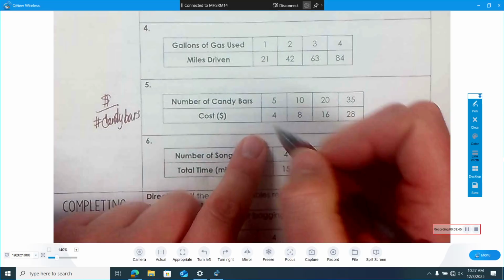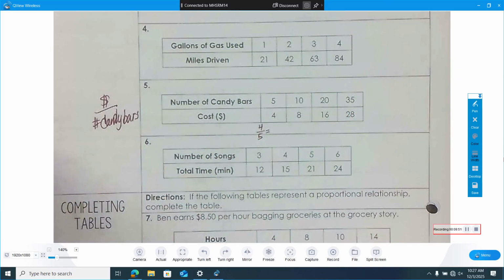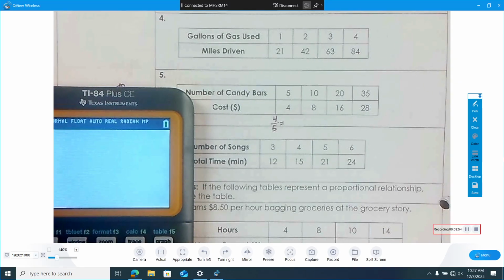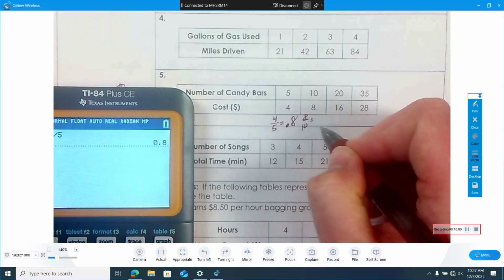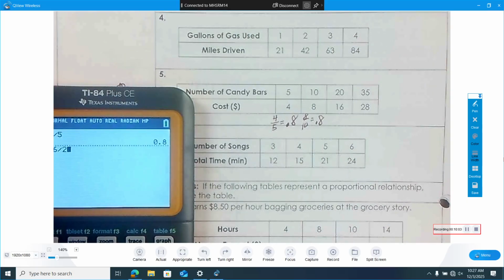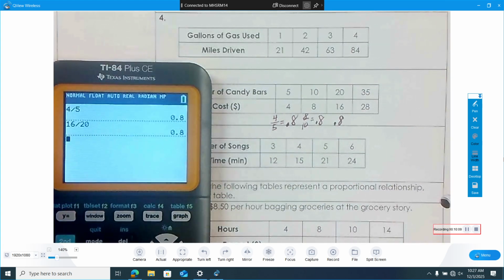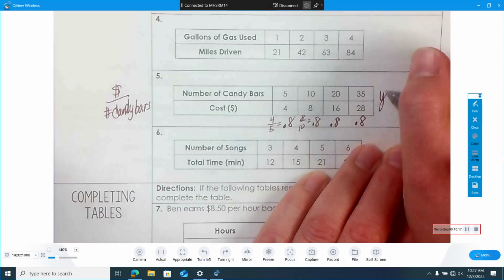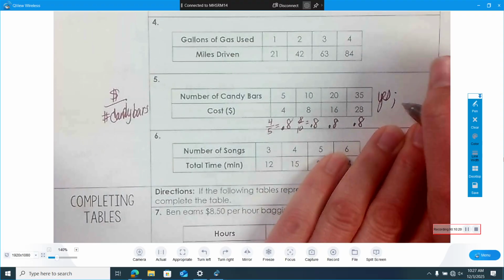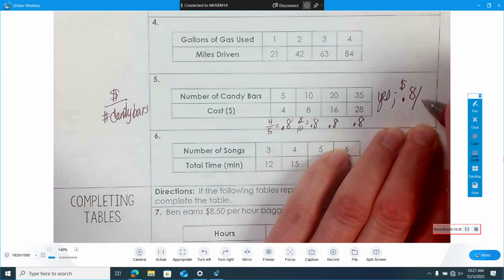All right, so if we're going to set up our ratio that way, we would have money on top. So 4 over 5. What's 4 over 5? Yeah, 4 over 5 is 0.8. All right, we'd have 8 over 10. Well, that's also 0.8. Let's see, 16 over 20? 0.8. And then last one, 28 over 35? Also 0.8. All right, is it proportional? Yes. And what's our constant rate? 0.8. What are my units?